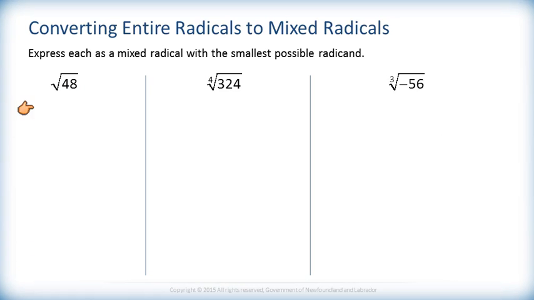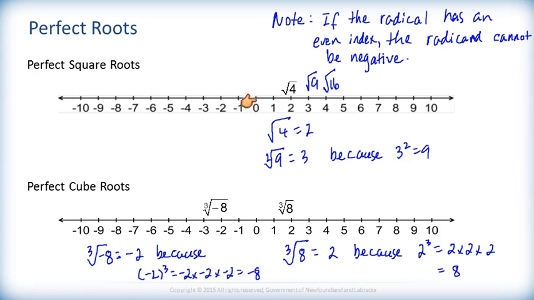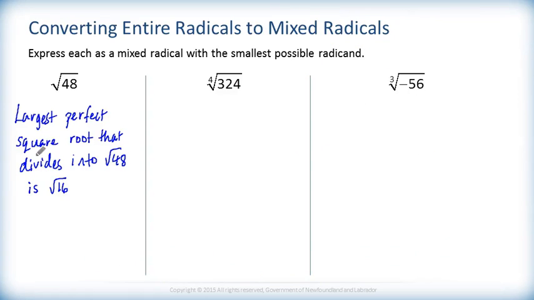Now we need to use those ideas for converting radicals to simplest form, mixed radicals with the smallest possible radicand. This one is the square root, so we need the largest perfect square root that divides into the square root of 48. Going back to our square root number line, square root of 4 will divide into the square root of 48, but so will the square root of 16, so we'll use that one, that's larger. So root 48 equals root 16 times root 3, because 16 times 3 makes 48. Square root of 16 is perfect, square root of 3 is not.